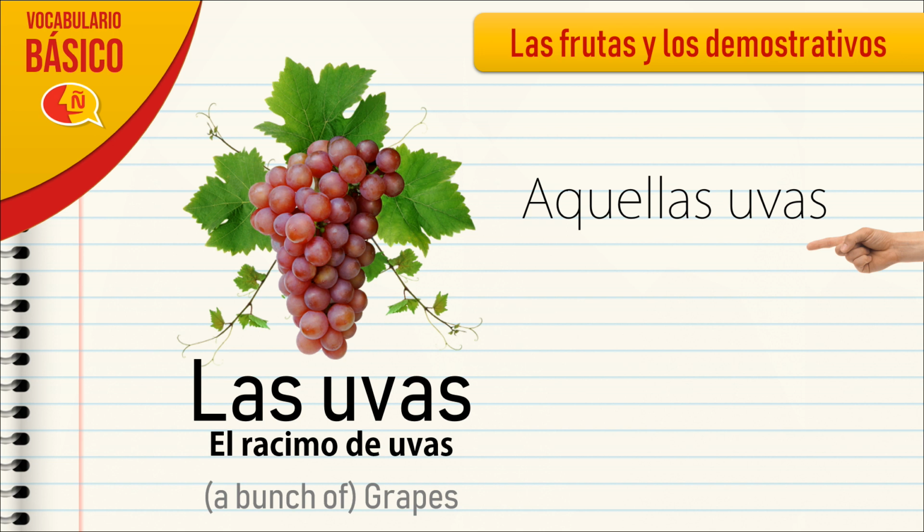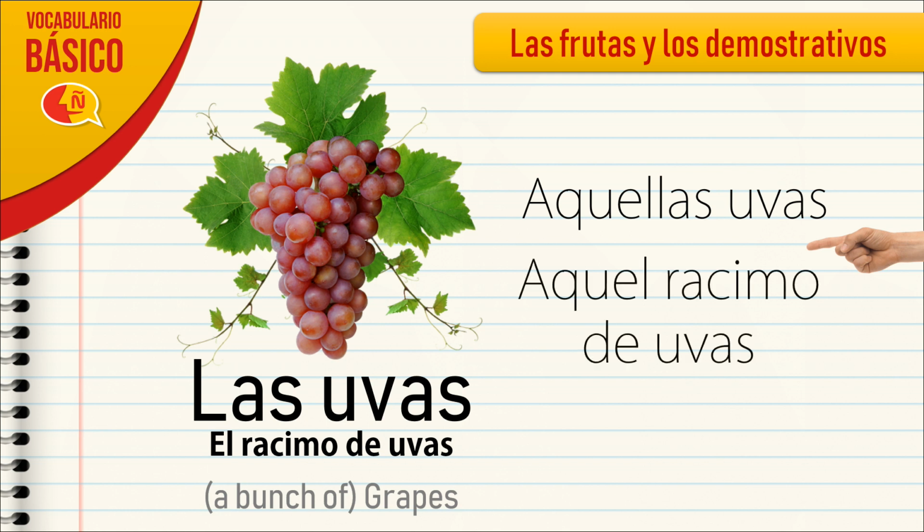because uvas is feminine in Spanish, okay? We say las uvas. But then we have el racimo de uvas, which is this group of grapes that you are looking at. So in this case, we call it el racimo. It's a masculine word, so we have to say aquel racimo de uvas, aquellas uvas, aquel racimo de uvas. Okay, so let's continue.